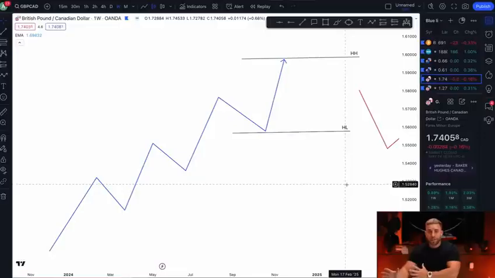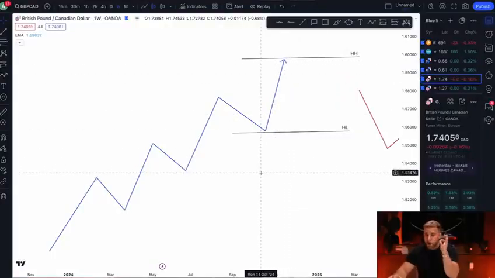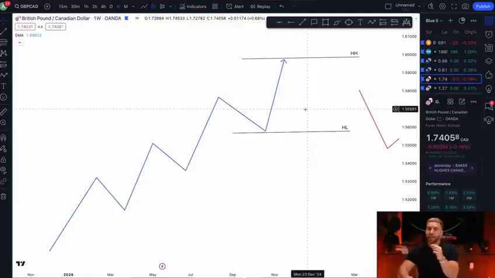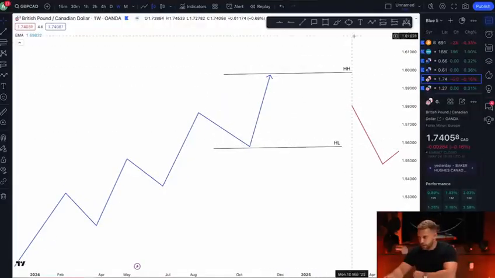Let me explain. This right here is a perfect example of a bullish market. A bullish market consists of higher highs and higher lows. It is impossible to have a bullish market without higher highs and higher lows, and it is impossible to have a higher high without a higher low. You could only have a higher high if you have a higher low. So make sure you pause the video and write this down. This right here is bullish because we are above the higher low and within the higher high.